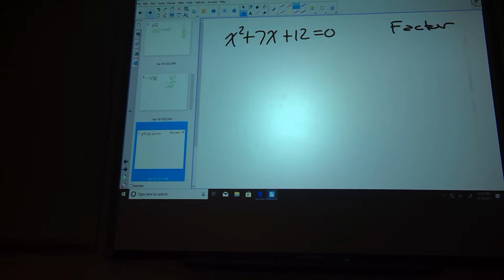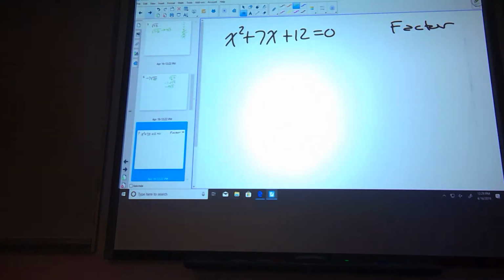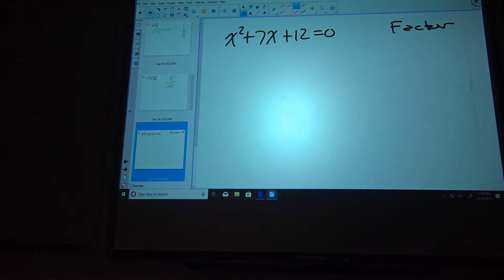So think about what multiplies to give me 12 and adds to give me 7. That's 4, 3, right? Negative 4, negative 3. And then solve the rest of it. Set that equal to 0, set that equal to 0. Set each of those equal to 0.